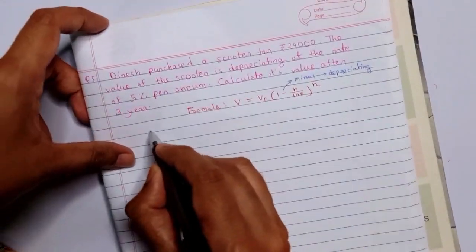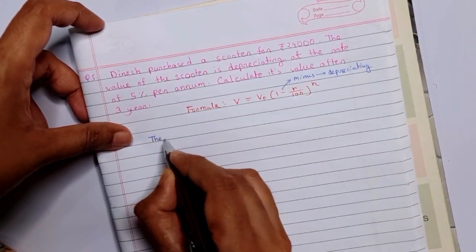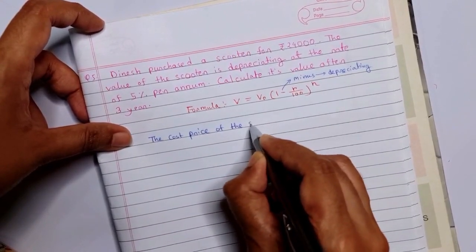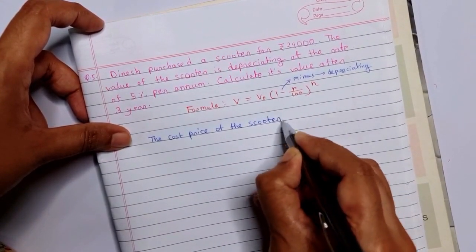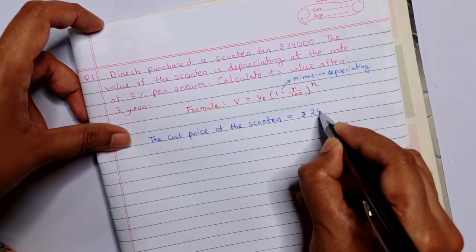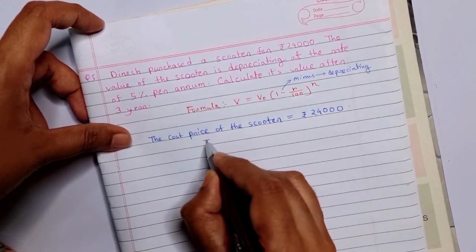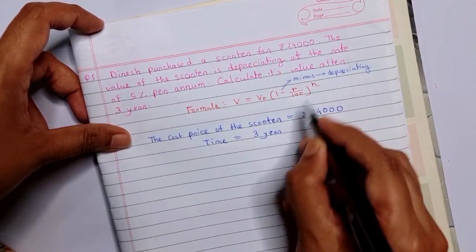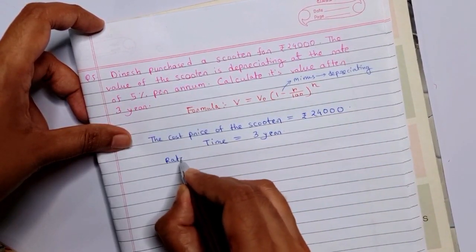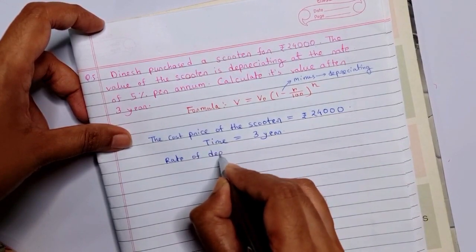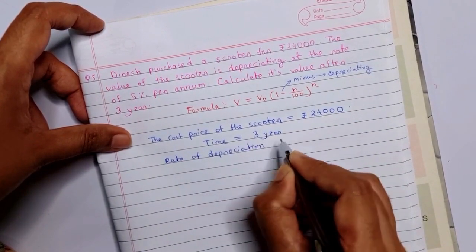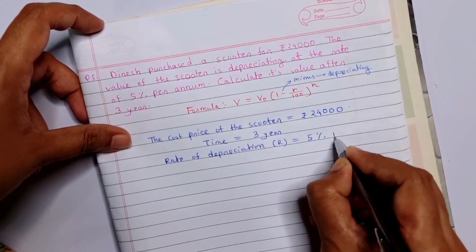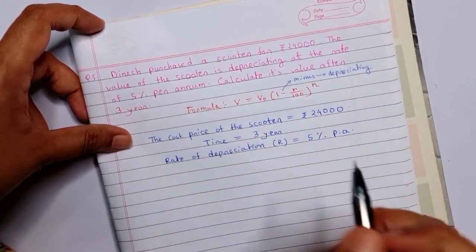So let's start. The cost price of the scooter, that means the price Dinesh paid when he was buying, in the beginning was rupees 24,000. The time is given as 3 years, so it will be whole to the power 3. And the rate of depreciation, that means decrease, which is R, is equal to 5% per annum. Every year the value is decreasing at the rate of 5%.